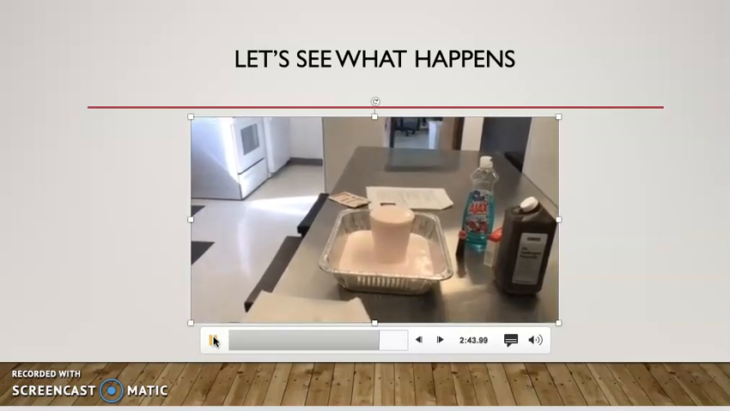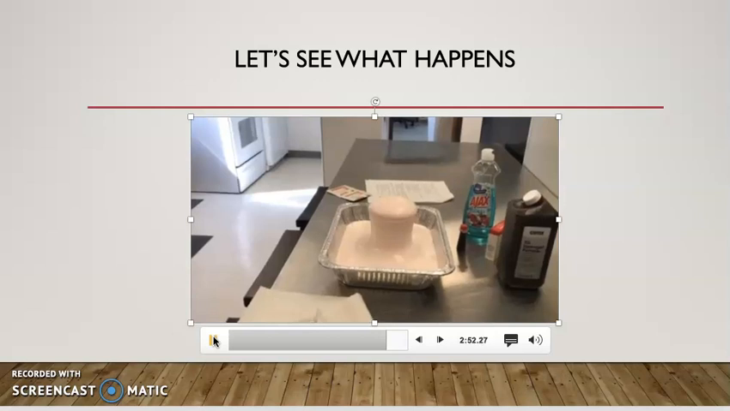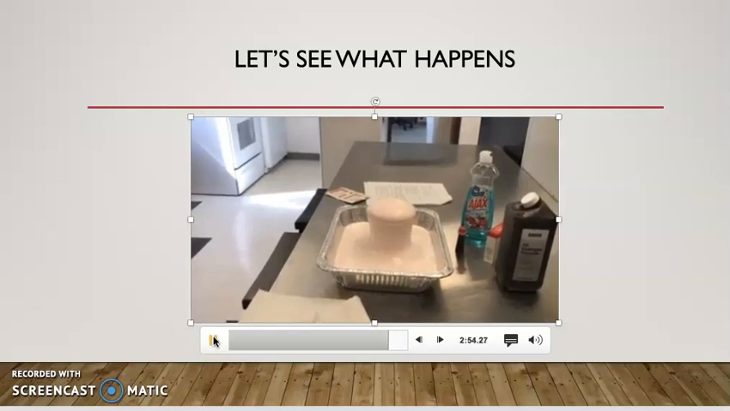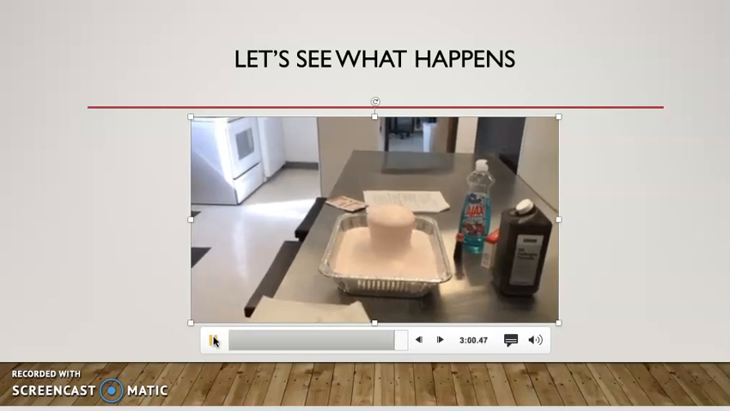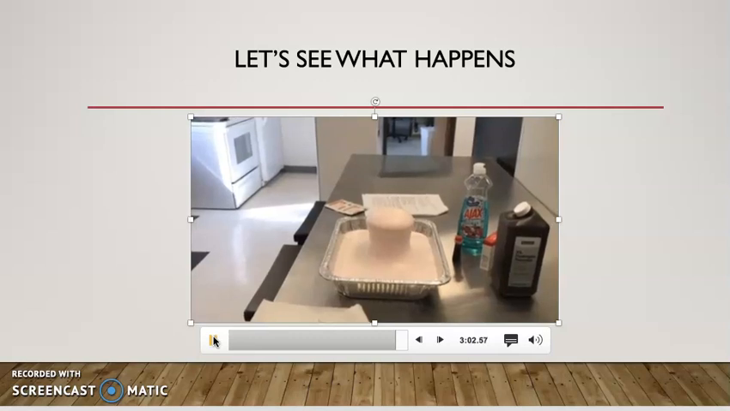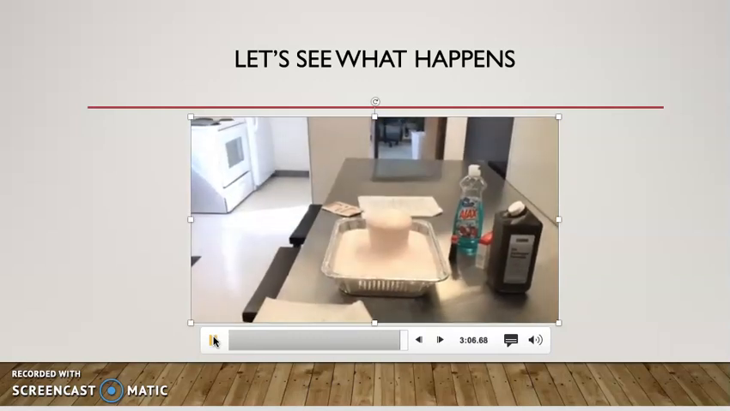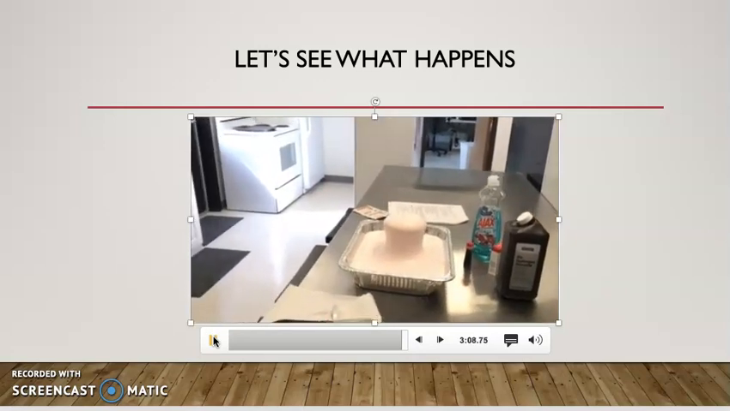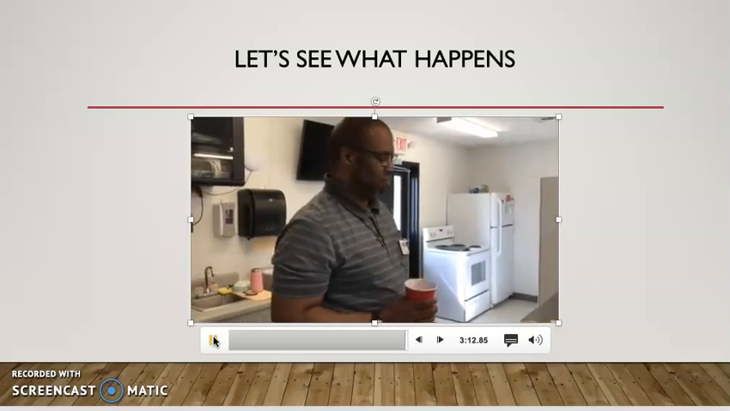And as you can see, we have our chemical reaction. It is spilling over. You see the foam. And that is how you make your very own chemical reaction.